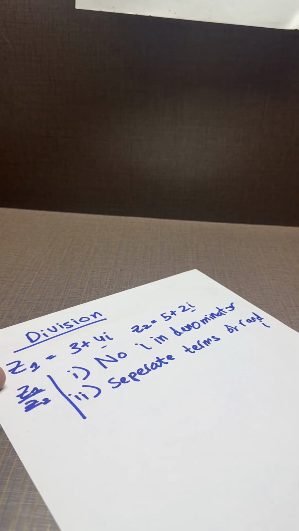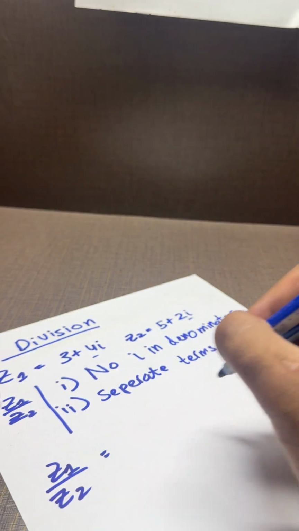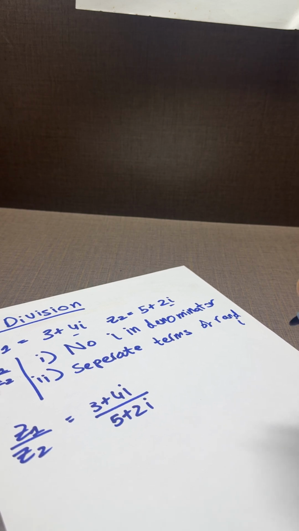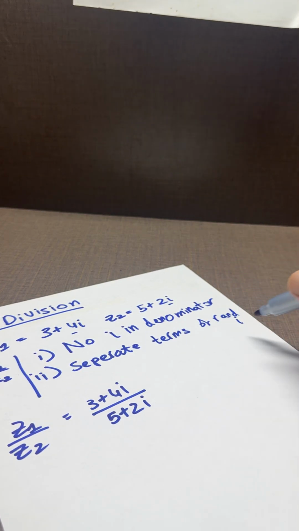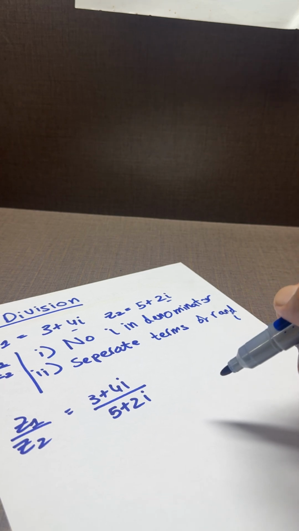Okay, so what I mean by this is that, for example, z1 over z2 would be equal to 3 plus 4i over 5 plus 2i. Now both of the conditions are not being met over here because, a, it is a single fraction, it is not separate terms, and there is i in the denominator. Okay, so first we'll remove the i from the denominator.